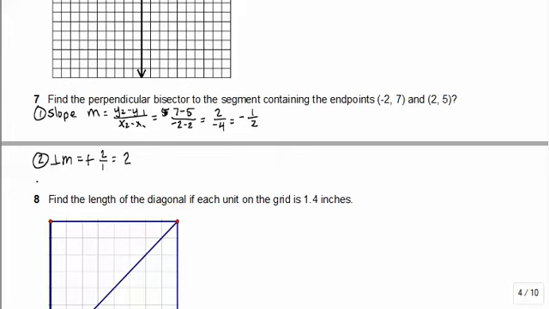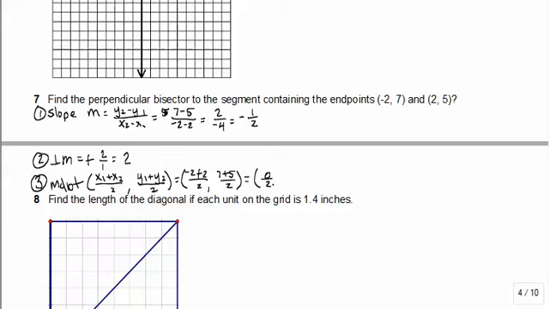Then the third thing we have to do is find our midpoint. So that's x1 plus x2 divided by 2, and y1 plus y2 divided by 2. So we're going to have negative 2 plus 2 divided by 2, and 7 plus 5 divided by 2, which gives us 0 over 2 and 12 over 2. And that means that our midpoint is 0, 6.